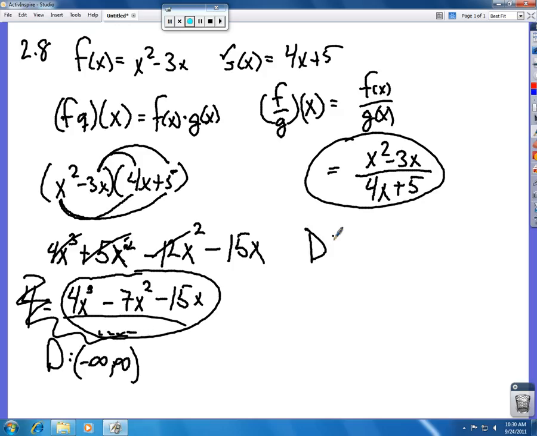But for your right-hand side, we do have a restriction, and that restriction is the denominator. We cannot divide by 0, so we need to figure out what makes this 0. So what we can do is simply take the denominator, set it equal to 0, and solve for x. So we would subtract 5.